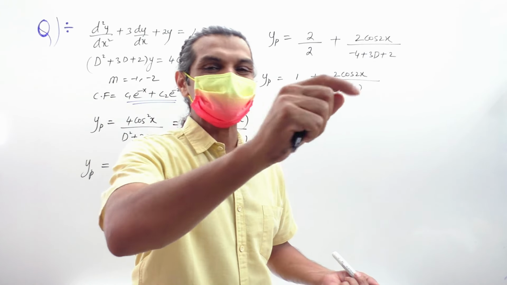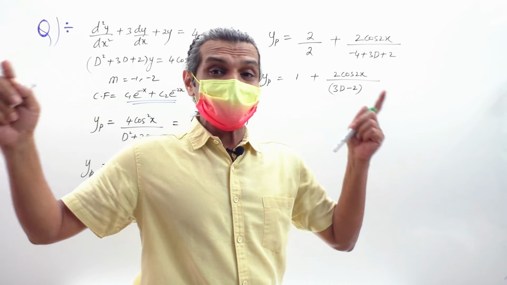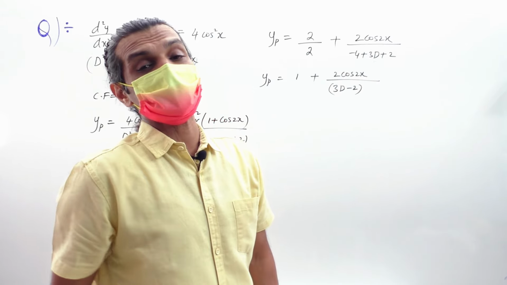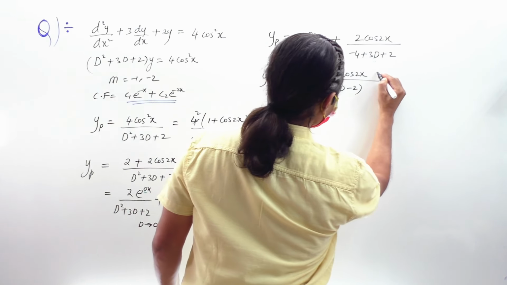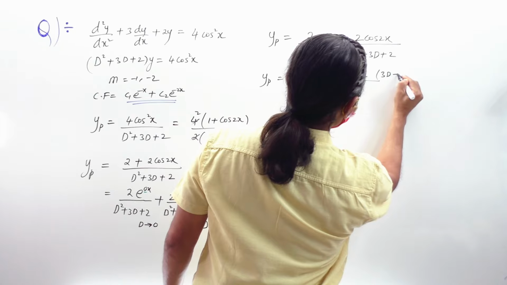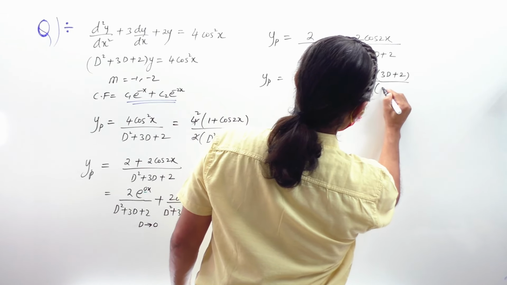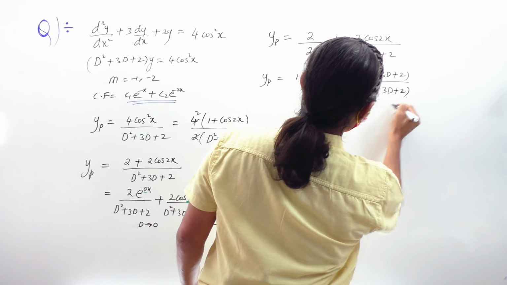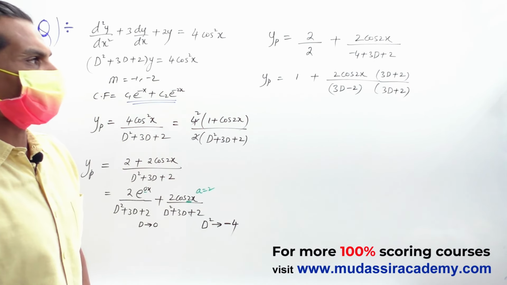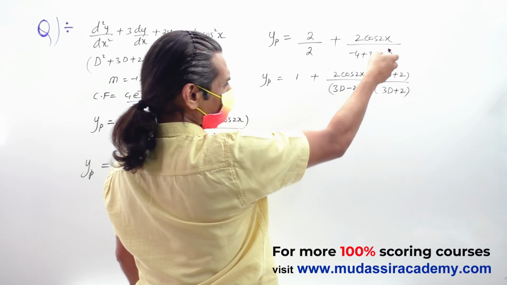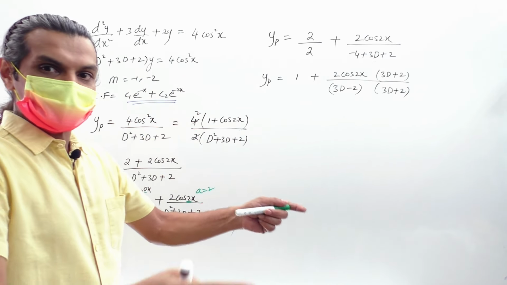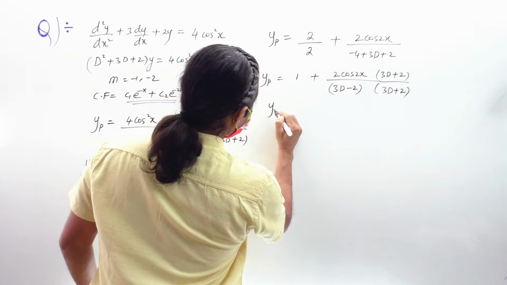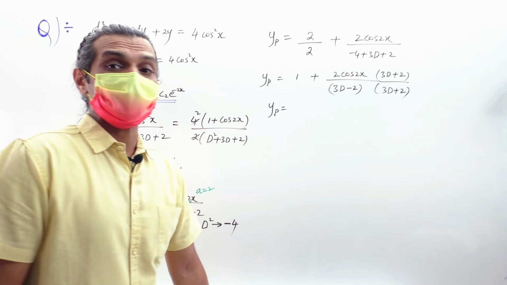We rationalize, because the compulsory condition in type number 2 is that the denominator should have a D square term. So again rationalize: this will be (3D + 2) whole divided by (3D + 2). The rationalizing factor of 3D minus 2 is 3D plus 2 by 3D plus 2. These two cancel, but when I multiply the denominator I get the form a square minus b square. That is the advantage of rationalization, because in type 2 we compulsorily need the denominator as a D square term.